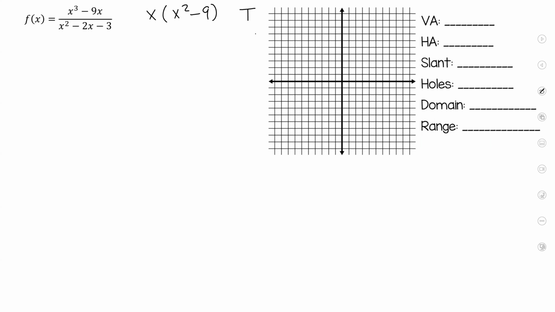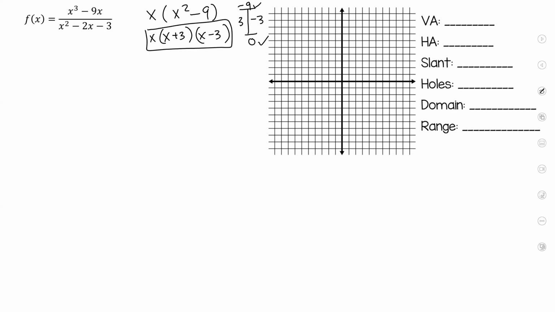And then I can do an eye chart. And I get 3 and -3 because those multiply to give you -9, but add to give you 0. So this numerator can be written as x times x plus 3, x minus 3. Okay, so this is the numerator factored.